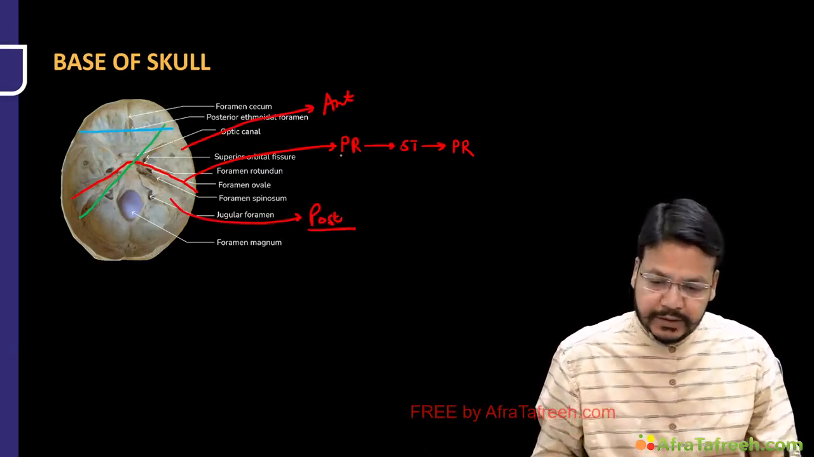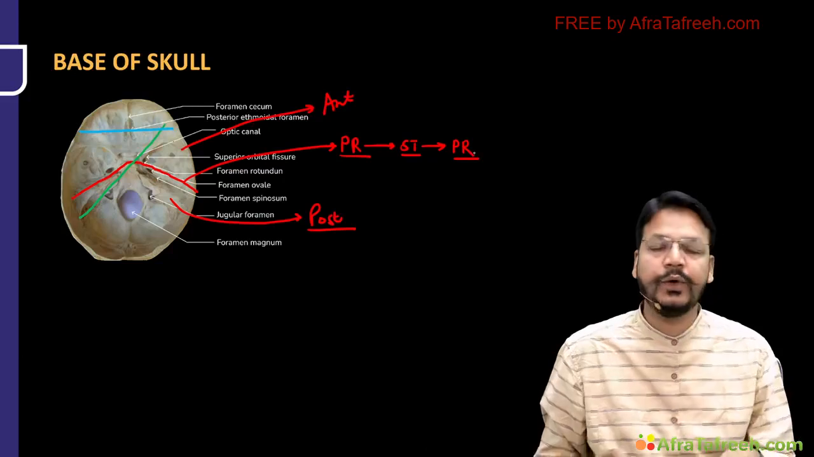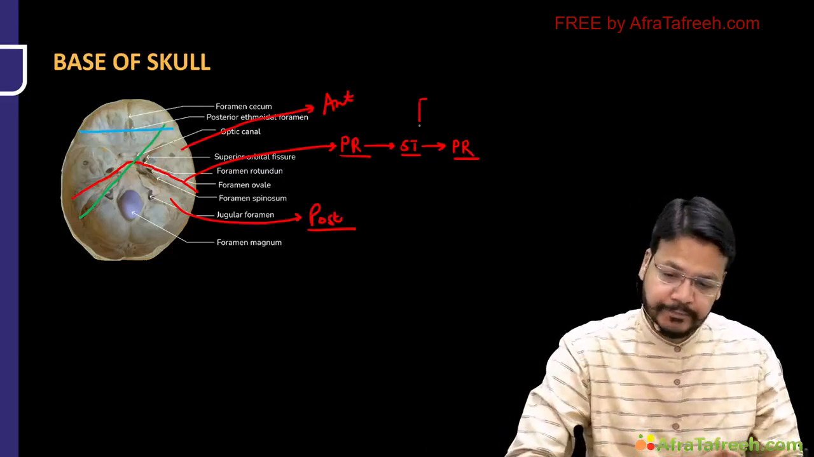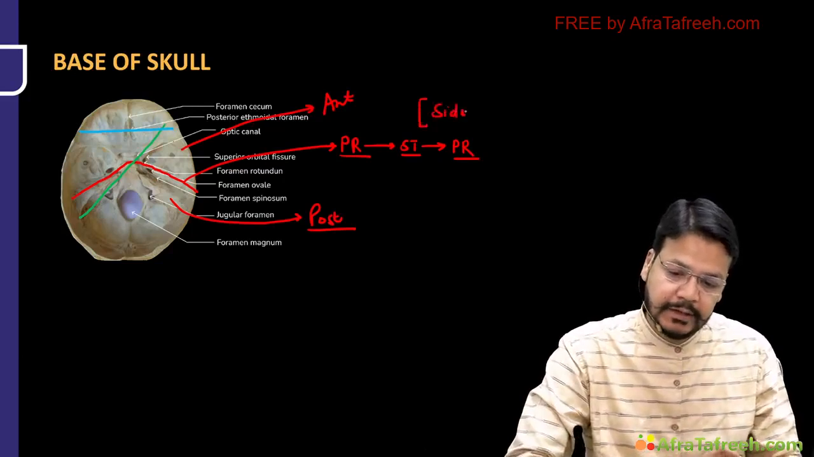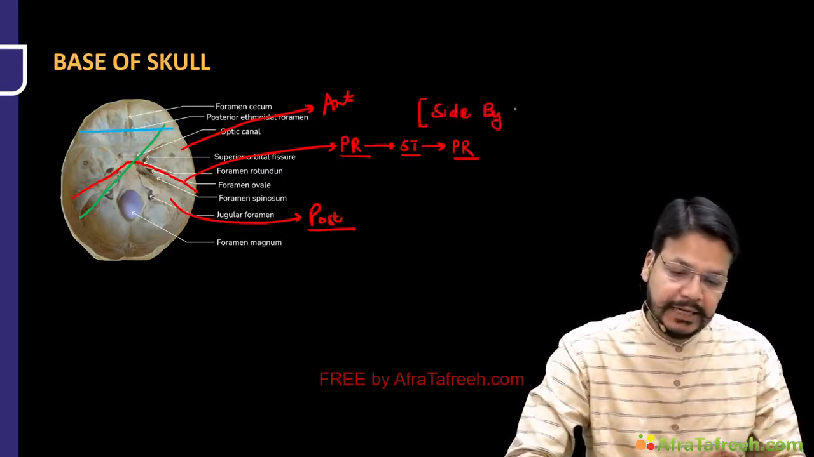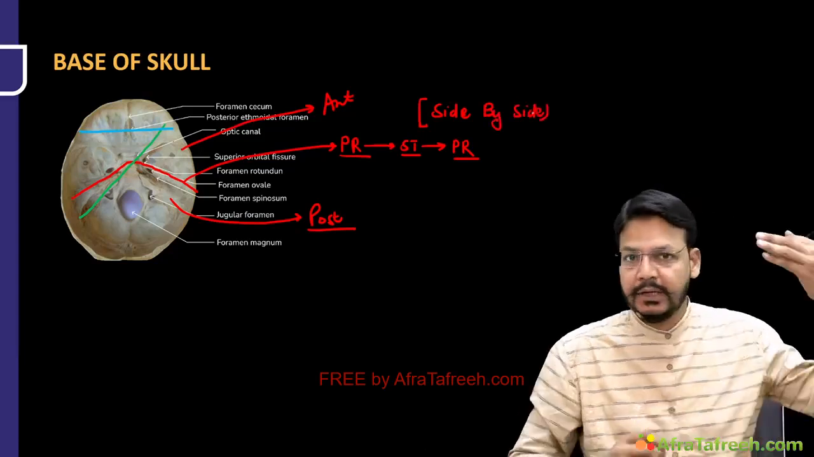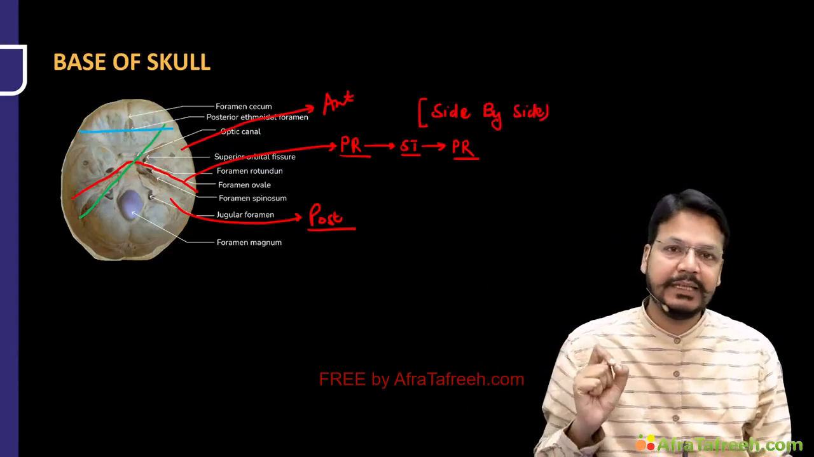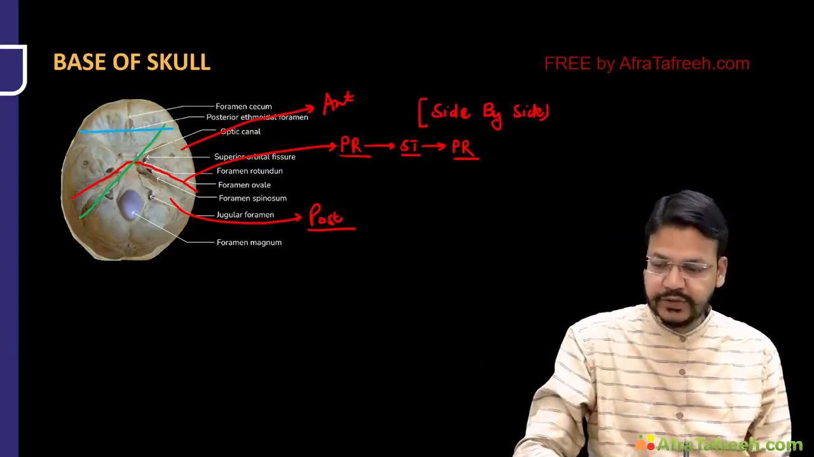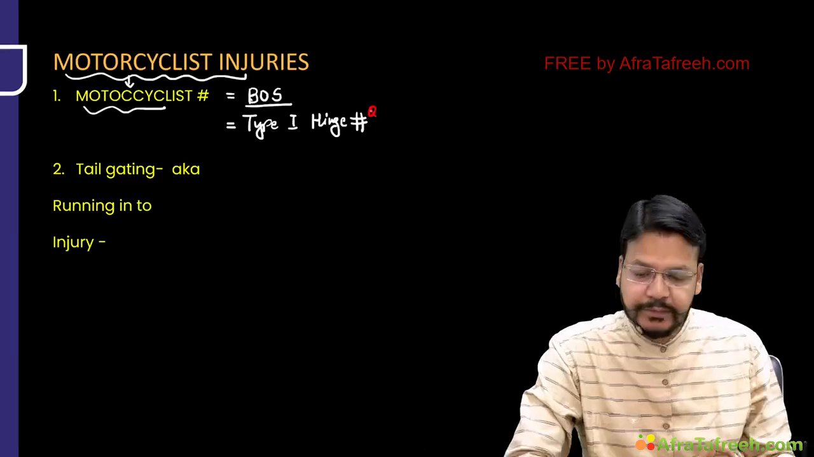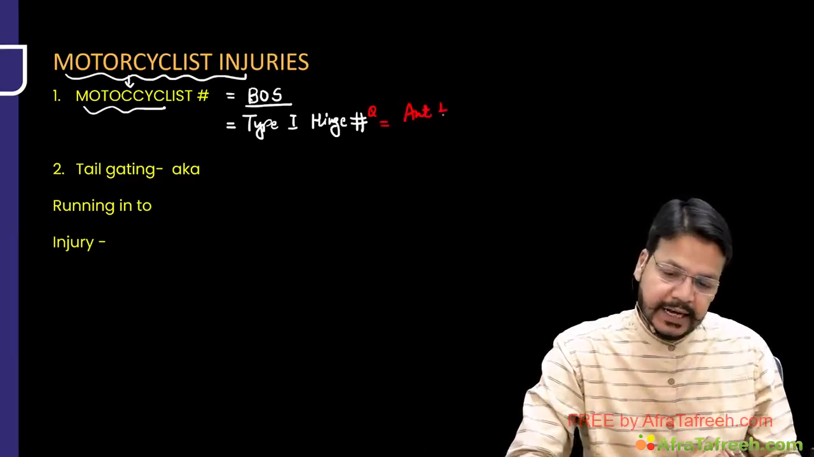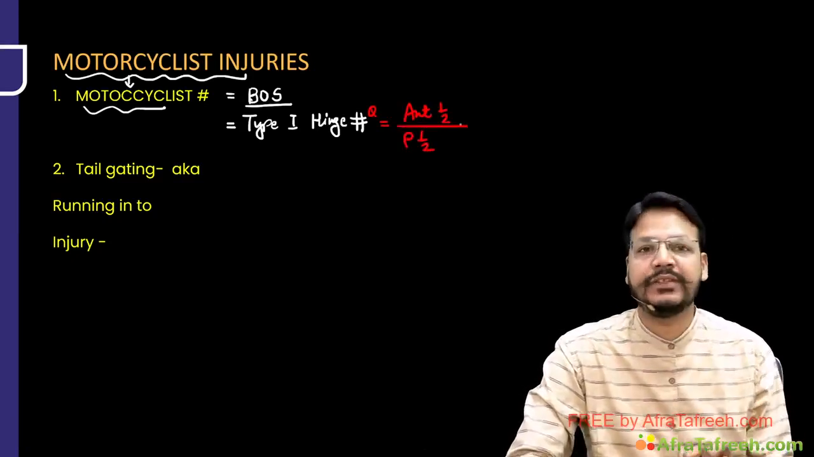It starts from the petrous ridge, goes to the sella turcica and goes to the other side of the petrous ridge. So it is a side by side fracture, meaning force comes from one side and goes to the other side. So motorcyclist fracture is a hinge type 1 fracture which divides the base of skull into anterior half and posterior half. This is known as motorcyclist fracture.